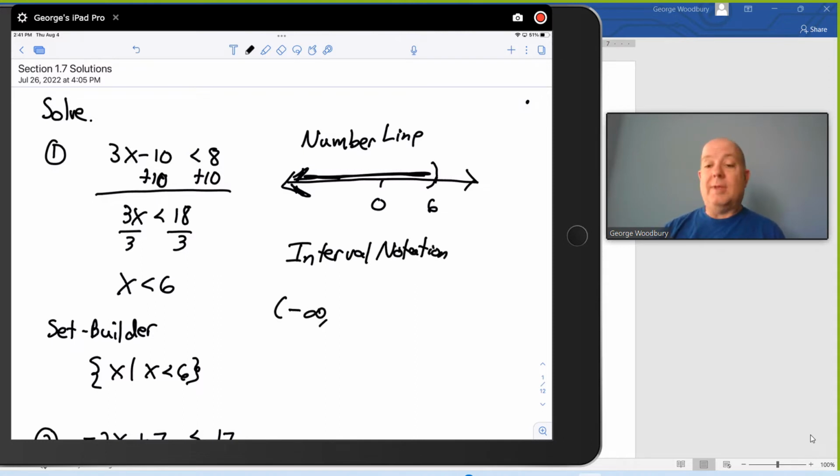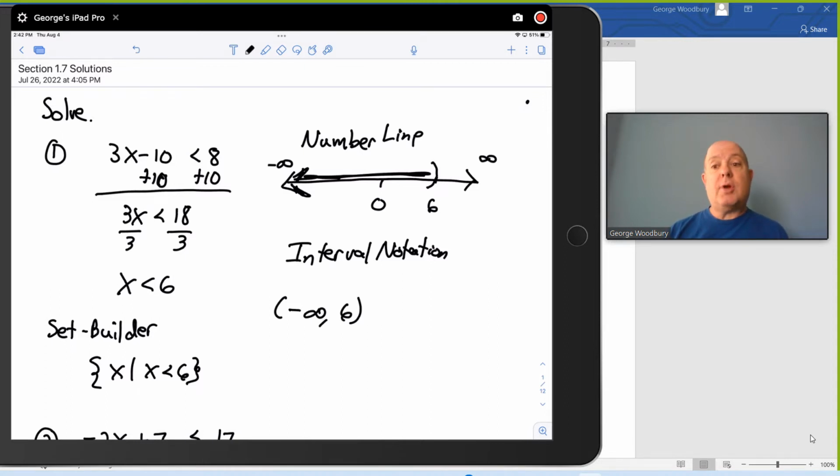I write this as parenthesis, negative infinity, comma, 6, parenthesis. The right-hand side is 6. It's not included, so I use the parenthesis there. On the left-hand side, because that left-hand arrow is shaded, that means the values decrease without bound, and we write the symbol negative infinity to indicate that. That's not a stopping point where it ends, so we always use parentheses when we use infinity. If the right arrow had been shaded, the right-hand side would be positive infinity.